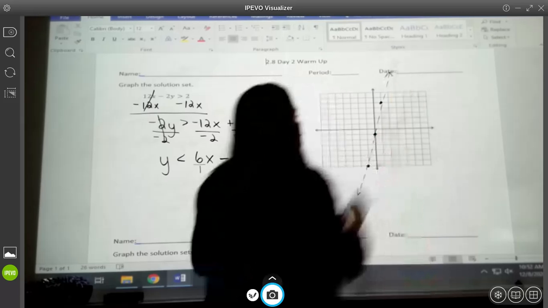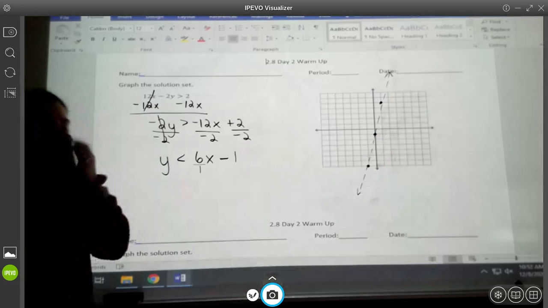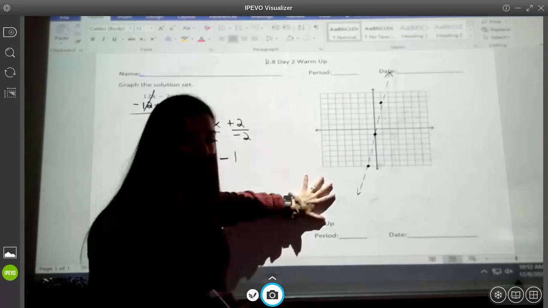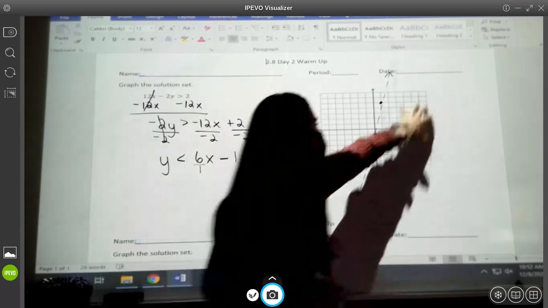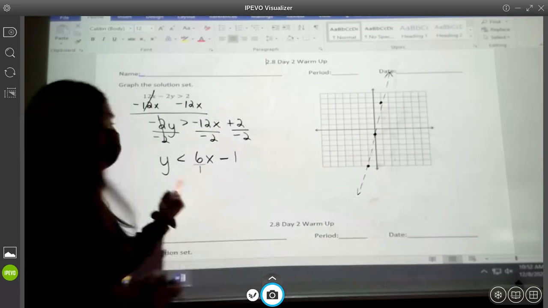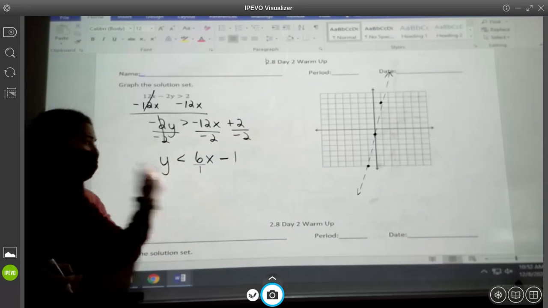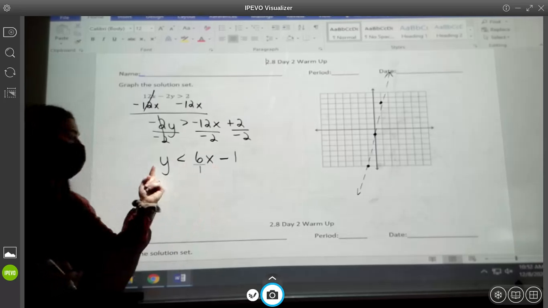Okay, so guys, the line cuts the graph in half. We now have this side of the line that we could shade on, or we have this side of the line that we could shade on. What does the problem ask for? It asks us to shade where y is less than that line, where y is below that line.